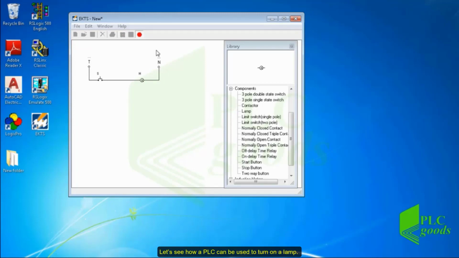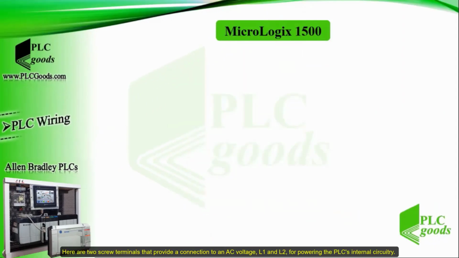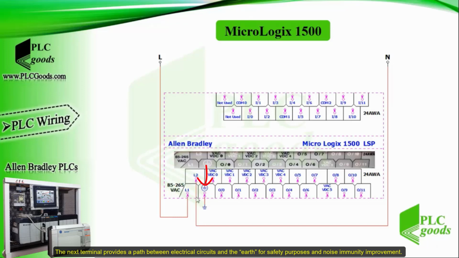Let's see how a PLC can be used to turn on a lamp. First, I need to connect a switch and lamp to my PLC. So let me explain its wiring. Here are two screw terminals that provide a connection to an AC voltage L1 and L2 for powering the PLC's internal circuitry. The next terminal provides a path between electrical circuits and the earth for safety purposes and noise immunity improvement.